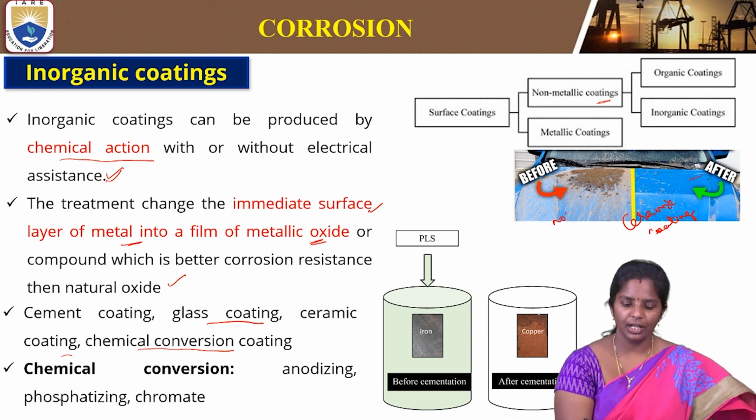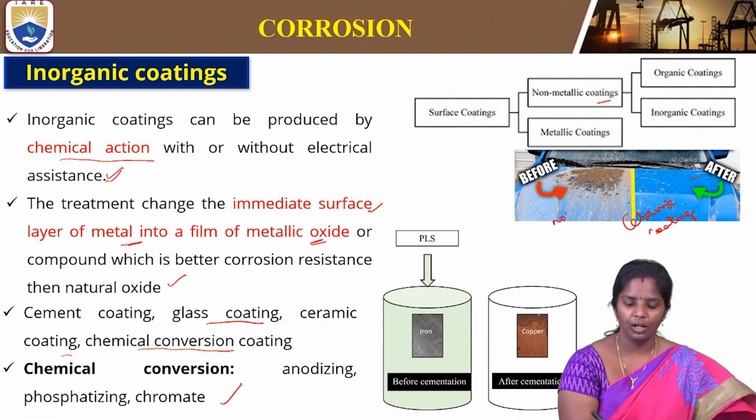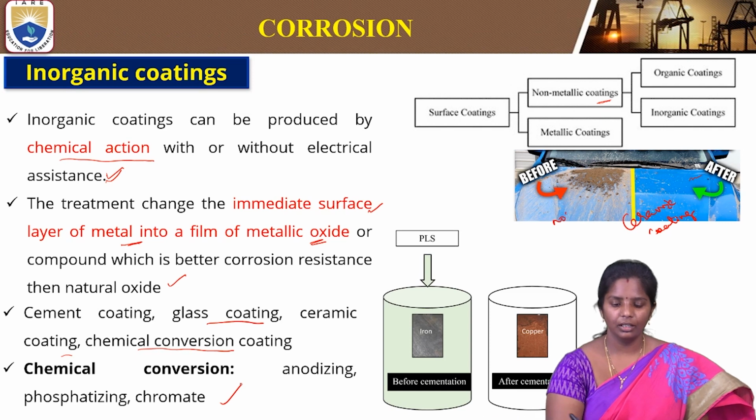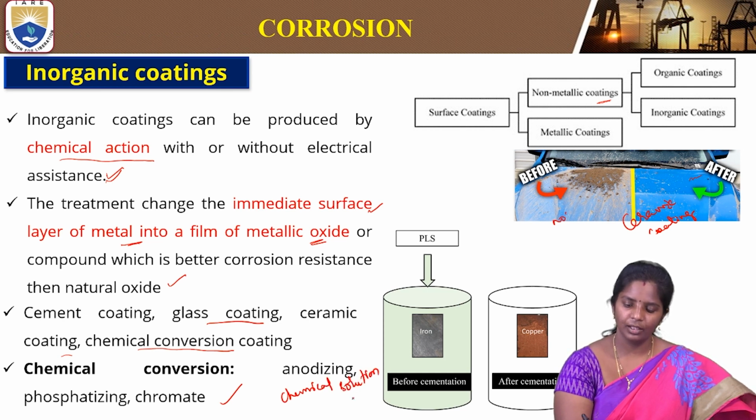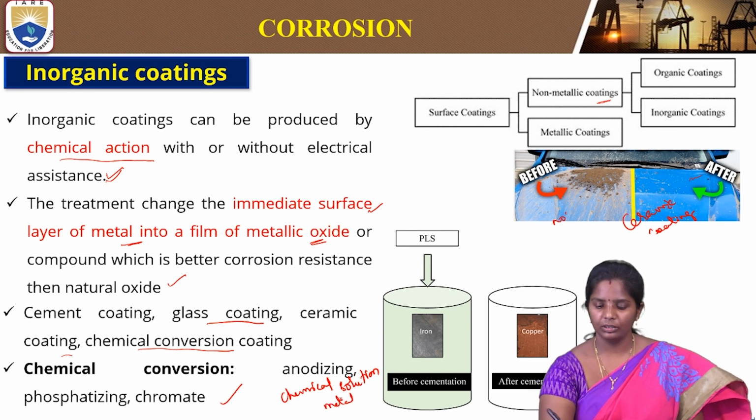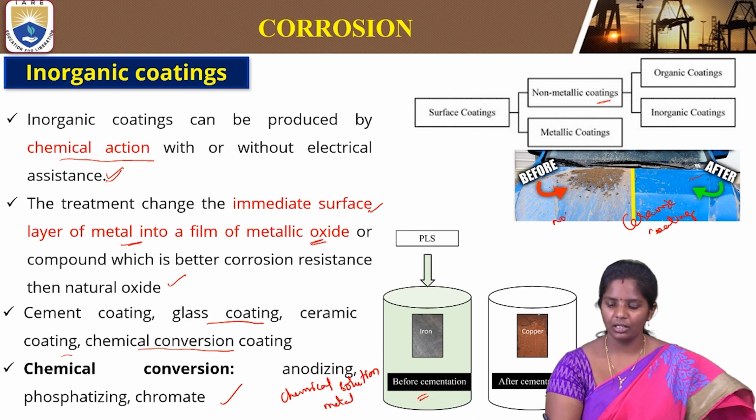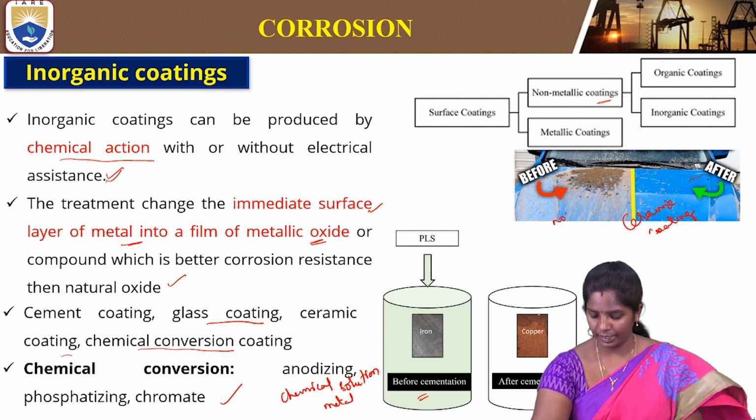Then chemical conversion: anodizing, phosphatizing, or chromate. In chemical conversion, we will be using a chemical solution which converts the metal nature. So this is an example before cementation, and we will see in detail in the next slide how the process will take place.